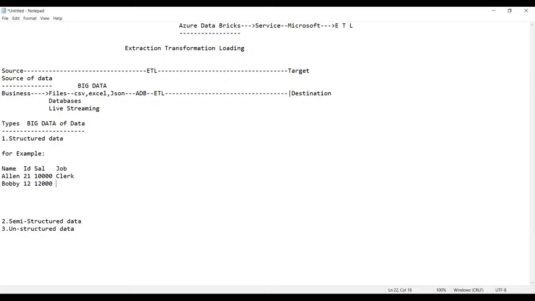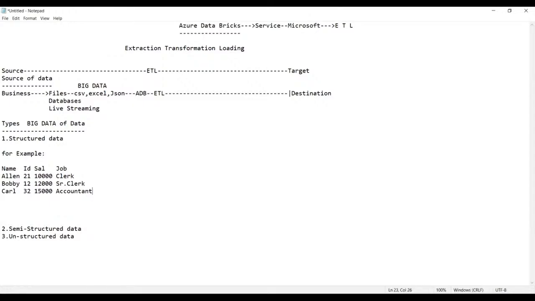12,000. Senior clerk. Yes, guys, are you following it or not? Please convey it, guys. Okay. Yes, sir. So now next again, what is it? Carl, we have it. Can you see it? 32, and the salary is 15,000. Accountant. That's it. Okay. Now, guys, can you see it? This is the data we have.